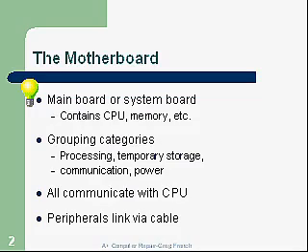Grouping of categories: processing, temporary storage, that's the CPU, and the temporary storage would be the RAM, and then communication and power, how we get the data in and out of the computer, and we'll be talking about the power supply. All communicate with the CPU. The CPU has to work with everything in the computer. Peripherals, they link to the computer normally through cables, but they could also use wireless.